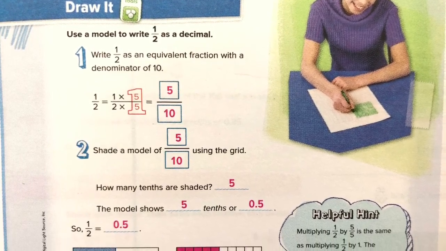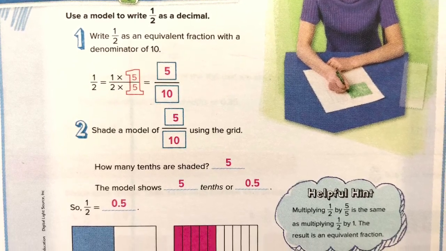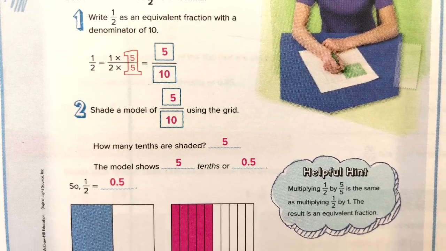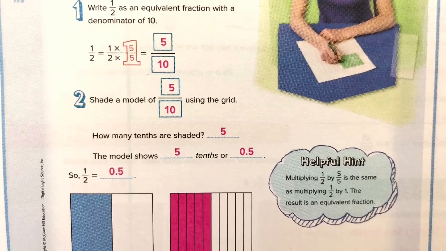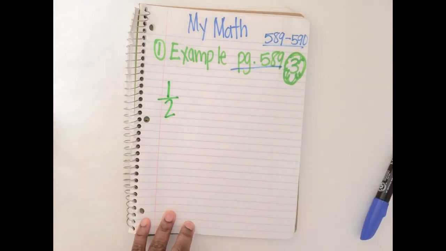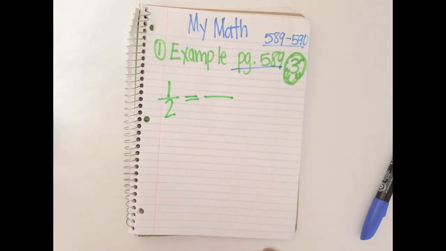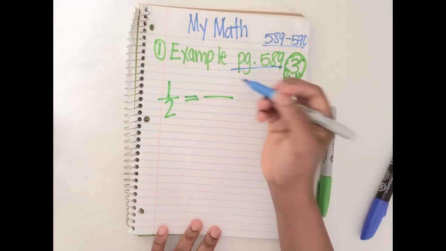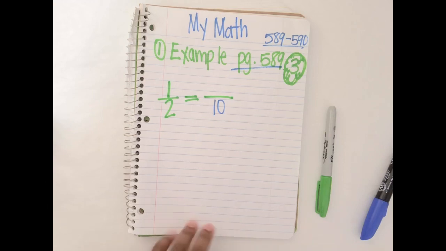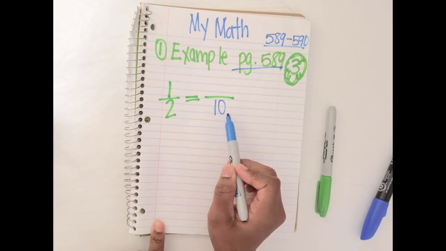In the first activity, how would it change if 1/2 was written as a fraction with a denominator of 100? Would the result still be the same? Explain. So in the example on page 589, they have 1/2, and then they have 1/2 with an equivalent fraction that has a denominator of 10. Now the denominator is the bottom half of the fraction. So they wrote 1/2 as an equivalent fraction with a denominator of 10.